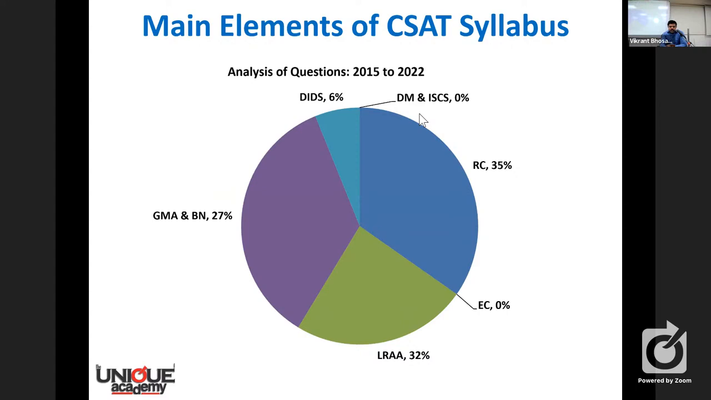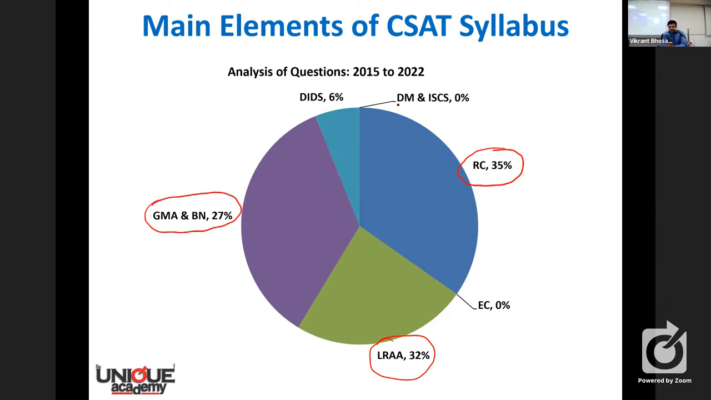Let's pay attention to different elements of the CSAT syllabus. RC. RC ka matlab kya hai? Reading comprehension. It constitutes a dominant part of the syllabus. Almost every year around 25 plus questions are asked, without deviation since the beginning. Then the second dominant part is logical reasoning, analytical ability. And the third dominant part is general mental ability, including basic English.